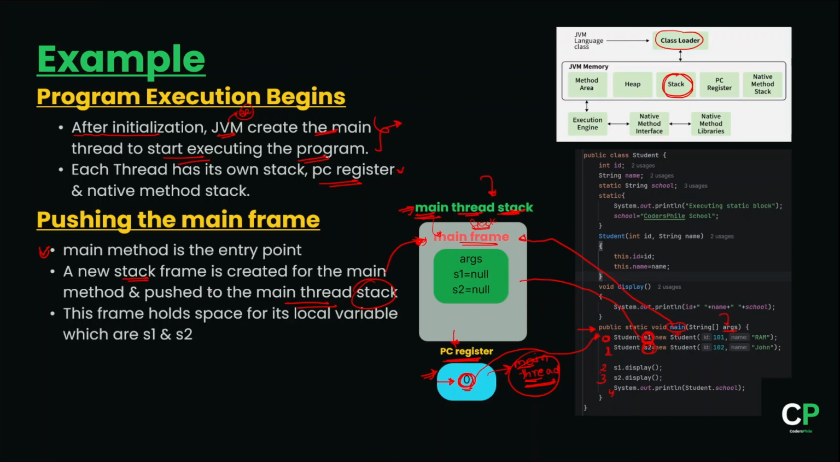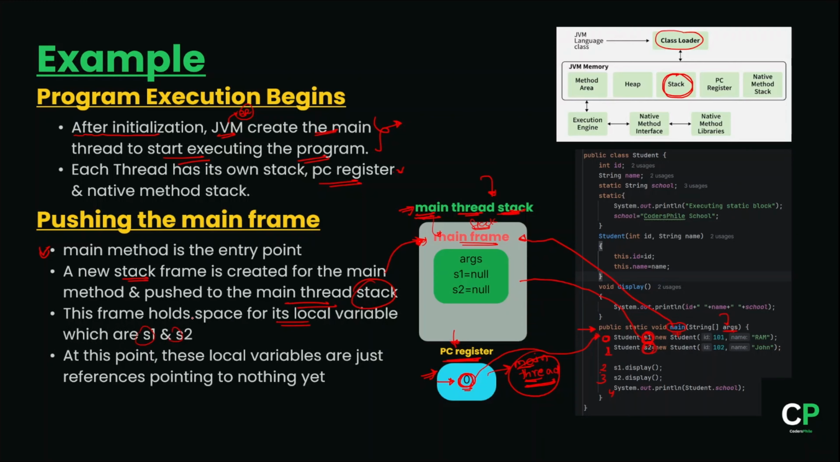Now this thread holds the space for its local variables, which are s1 and s2, and the argument, that is args. At this point these local variables are just reference variables, and they are pointing to nothing yet, that is, they are pointing to a null value. Currently it is null.